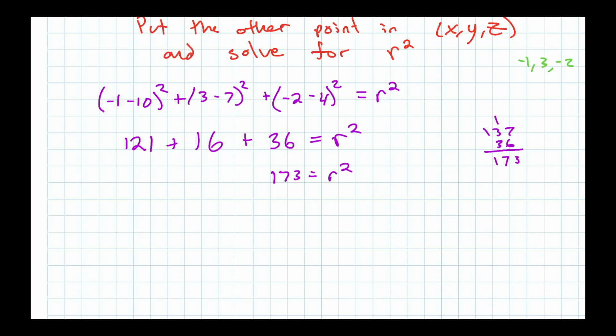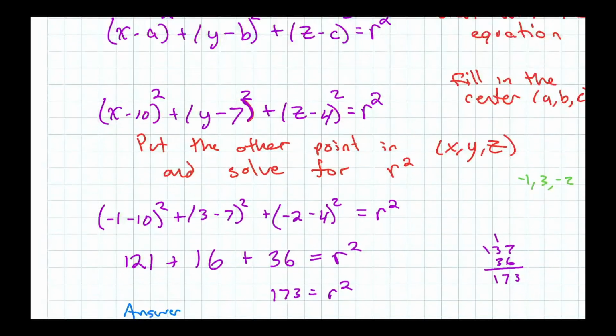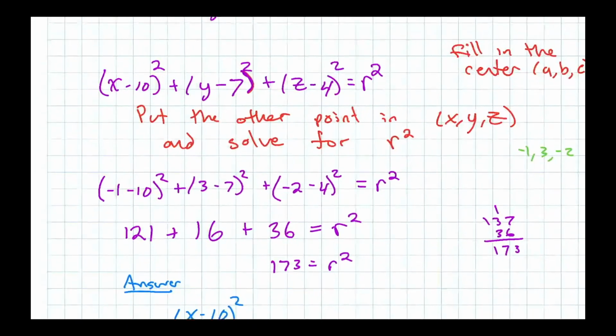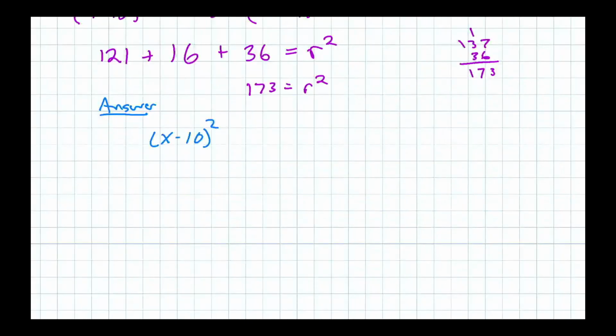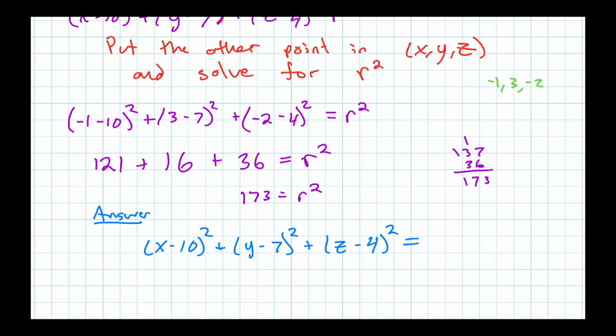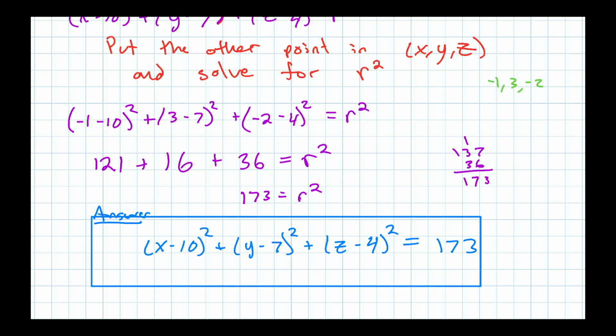And then all you've got to do now is write your answer. The answer to the problem is the equation that we came up with in the previous step, which was x minus 10 squared, plus y minus 7 squared, plus z minus 4 squared, equals r squared, and r squared was what we just calculated, 173. And that would be my answer.